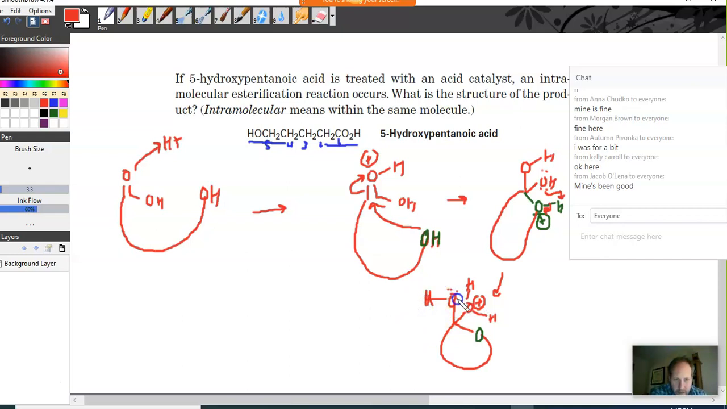All right. And then the lone pair. It's hard to get room here. Let's try and do this.